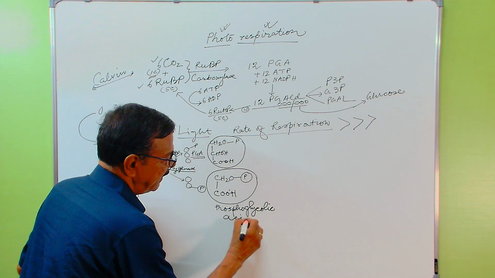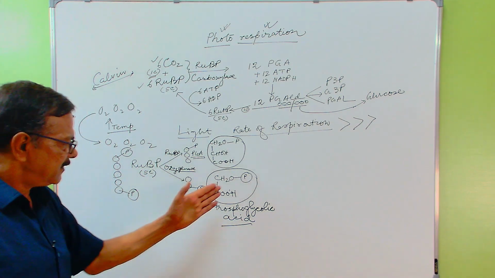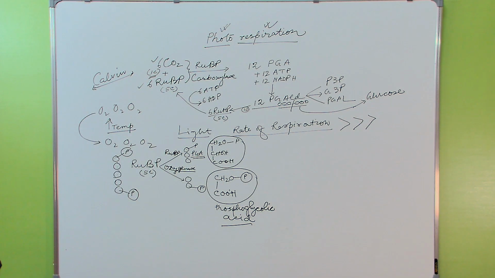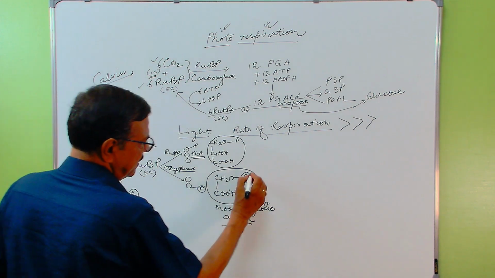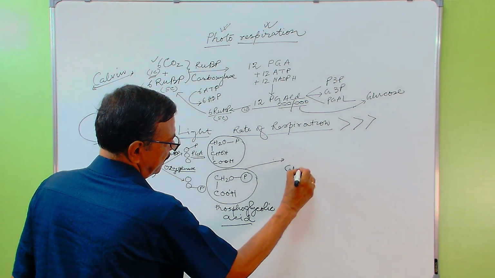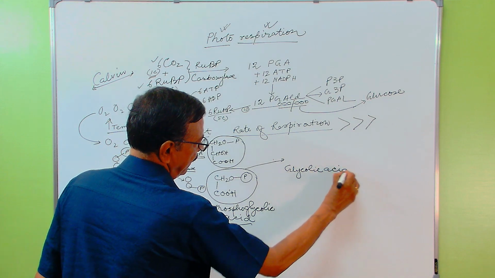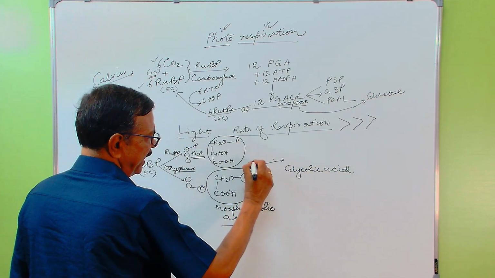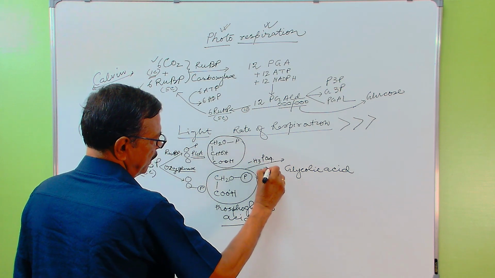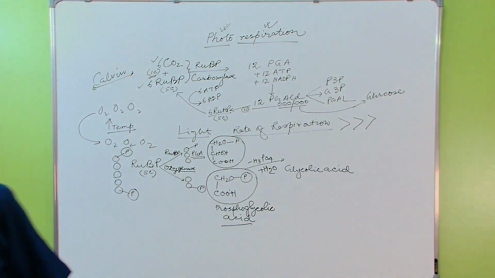Phosphoglycolic acid. Clear? It has 2 carbons. This phosphoglycolic acid is immediately converted to glycolic acid. So here the phosphate will go, minus H3PO4, plus H2. Glycolic acid will be produced.